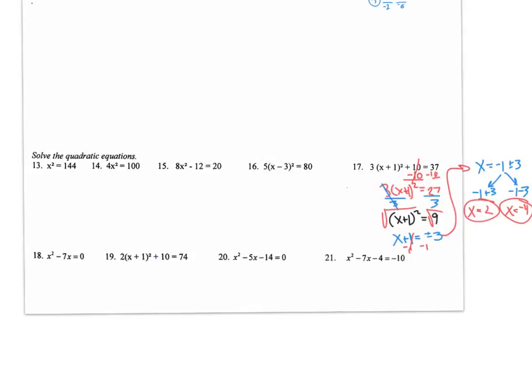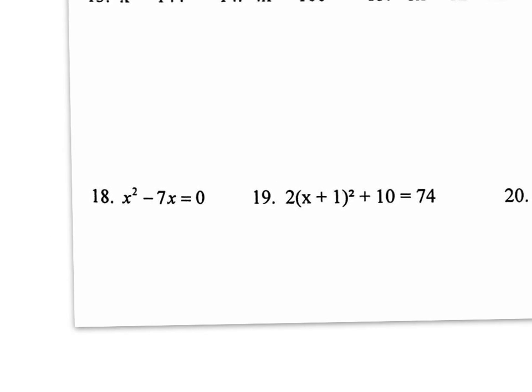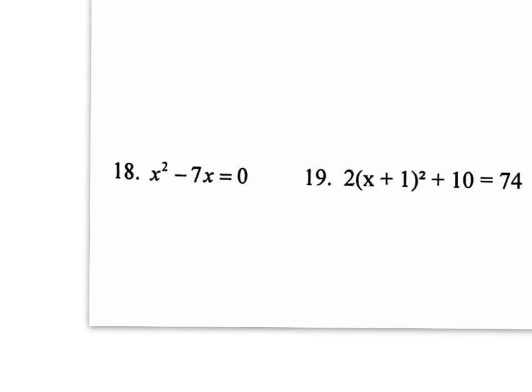So on 13 through 17, all we're doing is isolating x squared. And whenever you have a square, you square root to get rid of it. So you just get x by itself, the way we would do in Algebra 1. Number 18, 19, 20, and those guys, that's where we have to apply factoring at times. Actually, not on 19. But on 18, we have to factor.